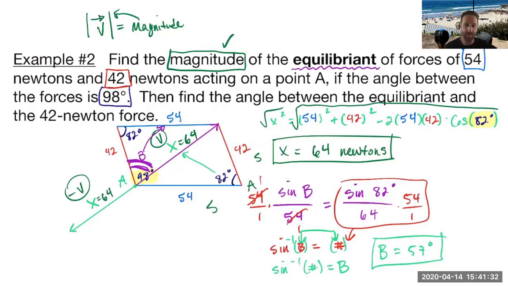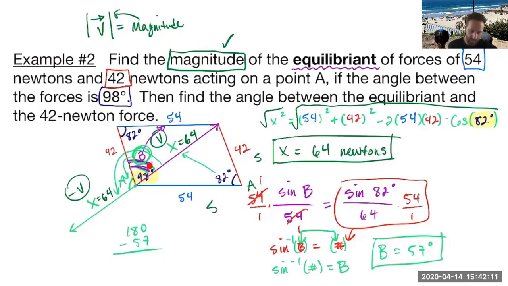And that is an issue because you can notice, hopefully, that that angle right there is this angle right here. And they asked us to find the angle here. The cool thing is, since we just found this angle right here, we know that this whole thing is supplementary. So we will then take 180 and subtract the 57 off to find the angle that they asked us to find, which was between the equilibriant and that 42 Newton force.